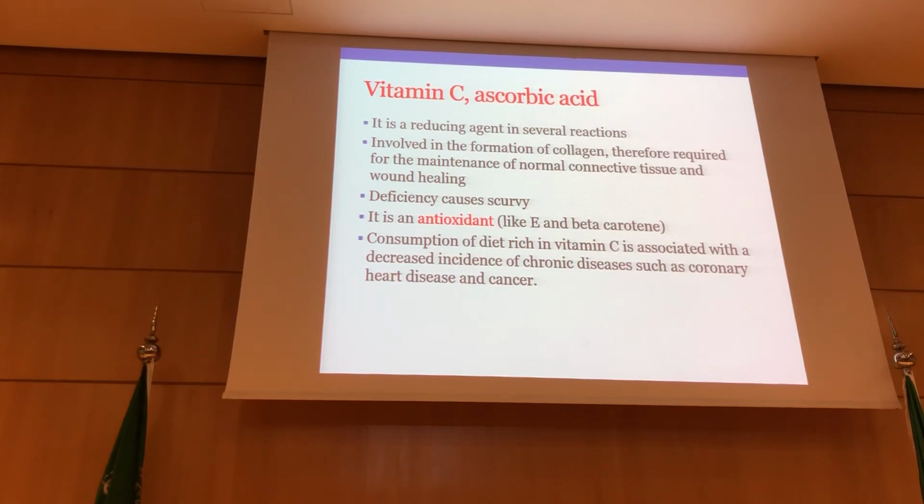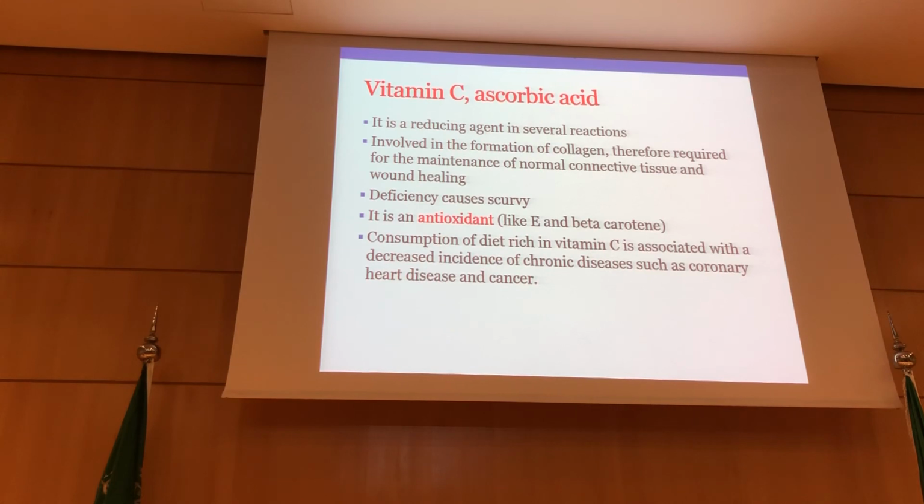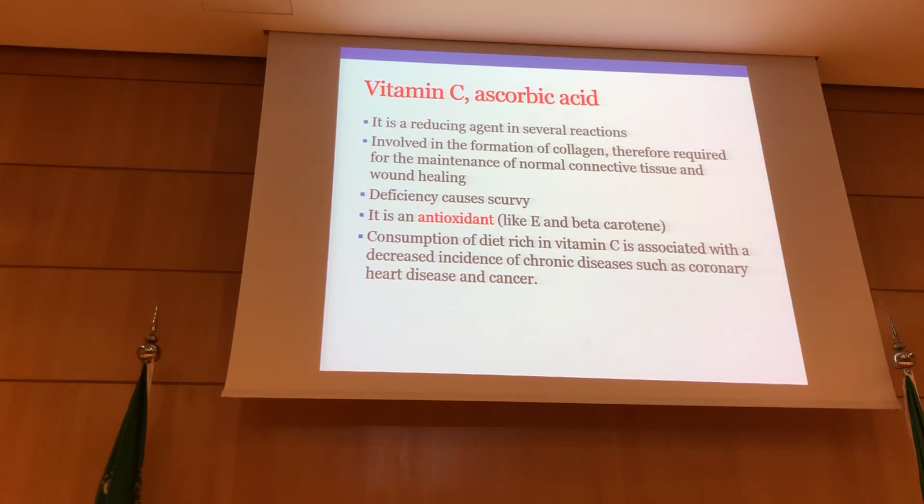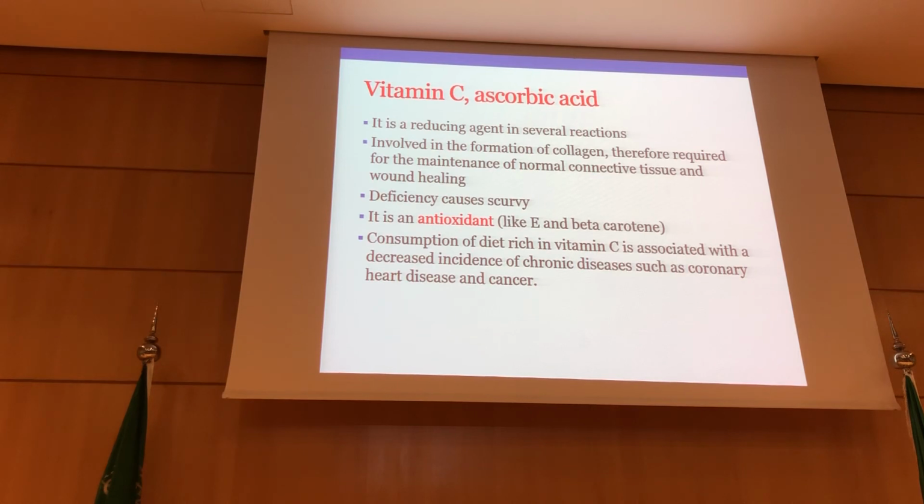The last one is vitamin C, or ascorbic acid. It is a reducing agent in several reactions. We mentioned that it is important for the formation of collagen. Deficiency in vitamin C will lead to scurvy. Scurvy will cause bruising because collagen is present in the blood vessels, so they are fragile. Any trauma will cause bleeding under the skin. Also we have problems in the teeth, loss of teeth, and problems in the gums. All these are caused by scurvy, which is deficiency of vitamin C.